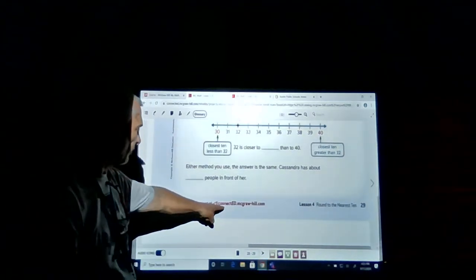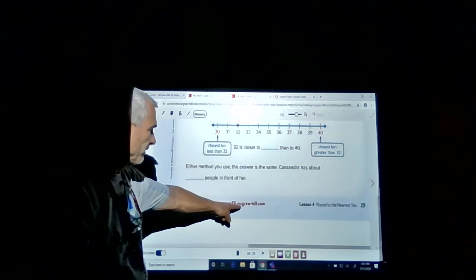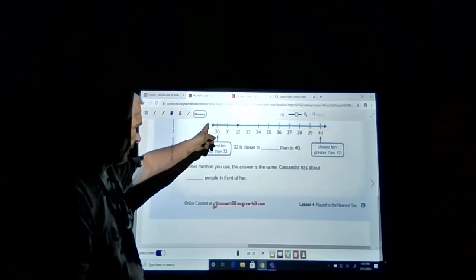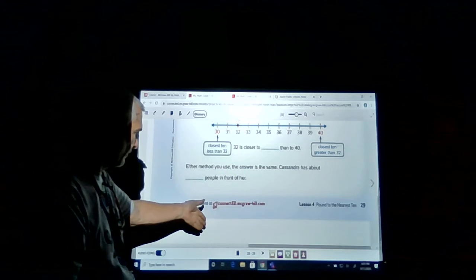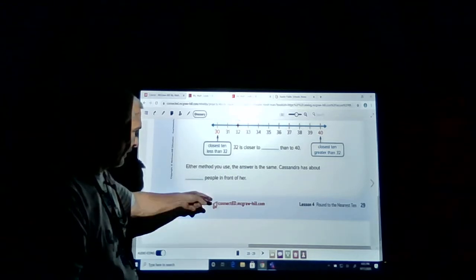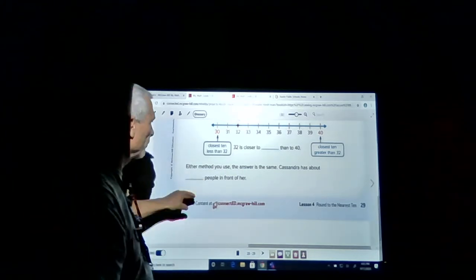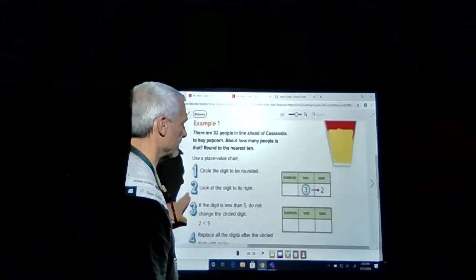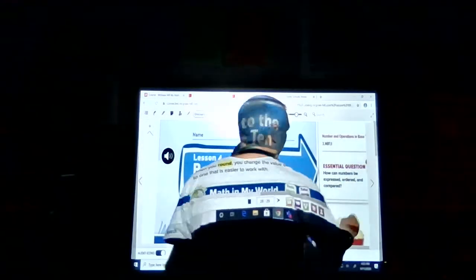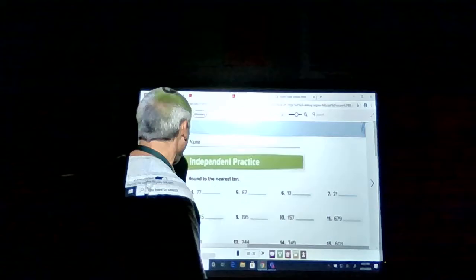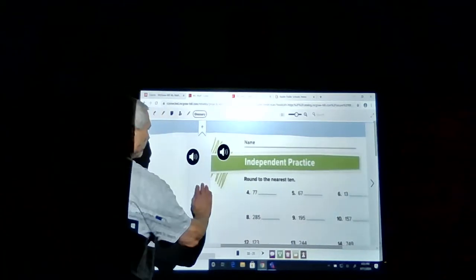All right. Remember, you can always go to McGraw-Hill under Austin Public School, Family, and you'll see that listed as one of your choices. Lots of nice tools. Good help. All right, let's do some guided practice. So turn your page.